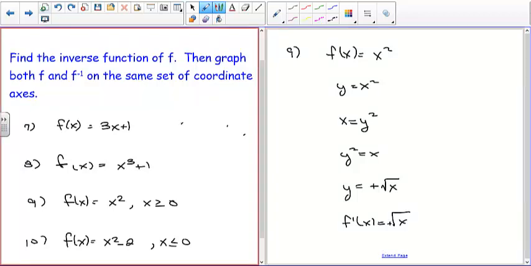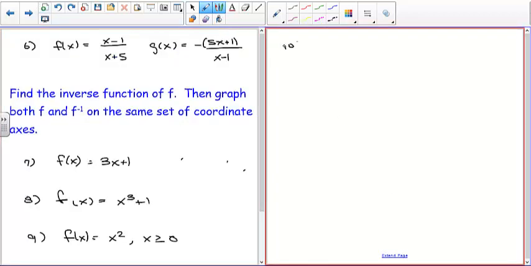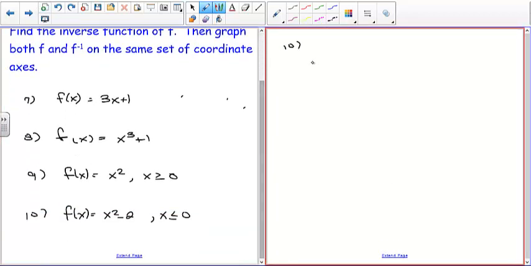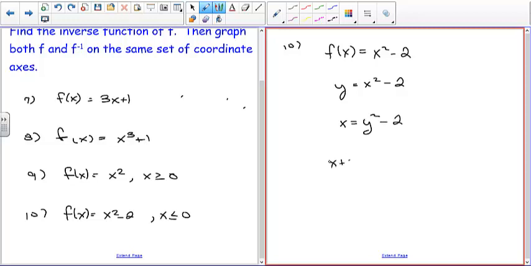Okay, do 10. So f of x equals x squared minus 2. Y equals x squared minus 2. Switch. Y becomes x. X becomes y. Add 2 to both sides. Switch the two sides.